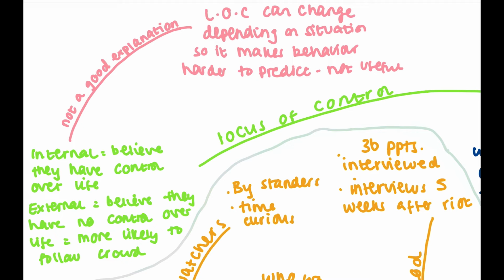Because the locus of control can change, it makes behaviour a lot harder to predict. Again, this is not useful. There is not much point in having a theory that does not apply to behaviour most of the time. If we can't predict when your locus of control is going to be internal or external, we therefore can't predict whether you're more or less likely to follow the crowd behaviour, and therefore it's not really a useful theory.